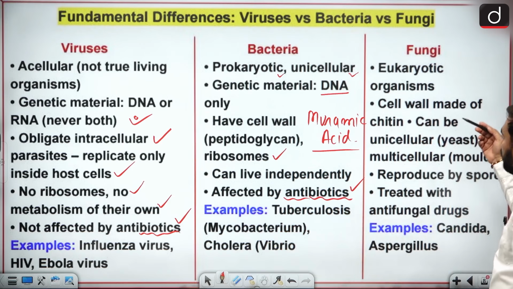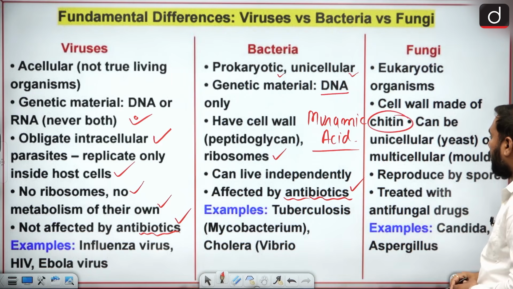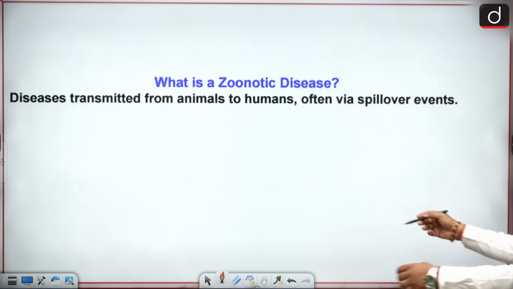When we talk about fungi, fungi have only one major point, that is the outer layer made of chitin, which is a polysaccharide. It is a eukaryotic organism, but the cell wall is made of chitin, like unicellular yeast and multicellular molds, which can be present in our food infection. They can reproduce by spores, meaning small cell-like structures, and antifungal drugs are used for the treatment of fungi, like Candida and Aspergillus. So this is the fundamental difference.